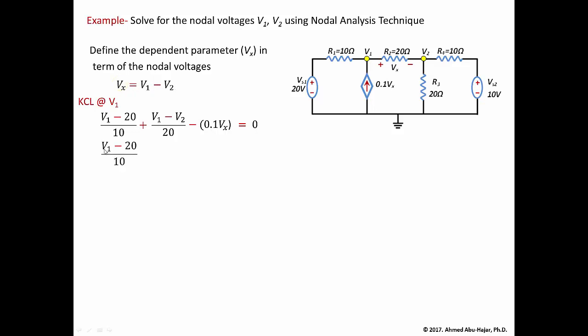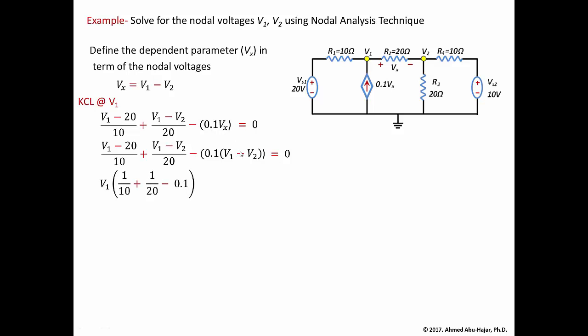Then we're going to say that (V1 - 20)/10 plus (V1 - V2)/20, those are the same from the previous equation. Now we're going to substitute for the value of Vx. So we're going to say minus 0.1 times (V1 - V2). Right? That's basically Vx. So all what we did here, we substituted Vx to be V1 minus V2.